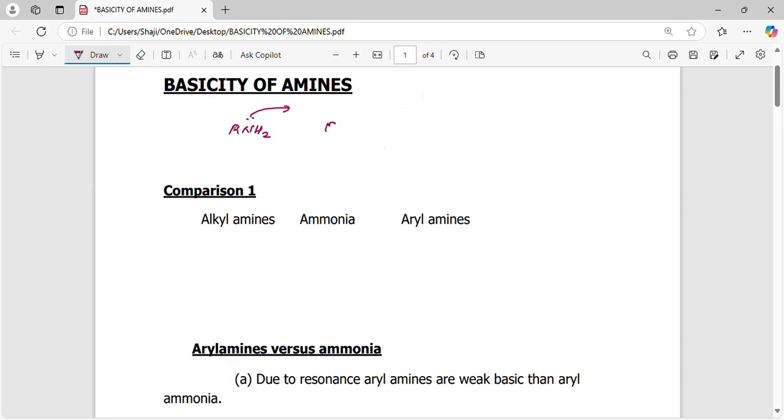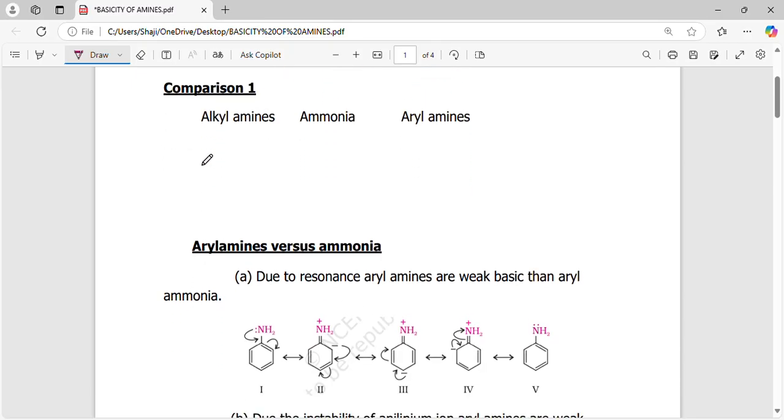RNH2 is a primary amine, R2NH is secondary and R3N is a tertiary amine. In all these three amines, nitrogen is in a position to donate its lone pair. So amines are basic. And today I am going to compare the basic character between different types of amines. So let's compare first between alkyl amines, ammonia and aryl amines.